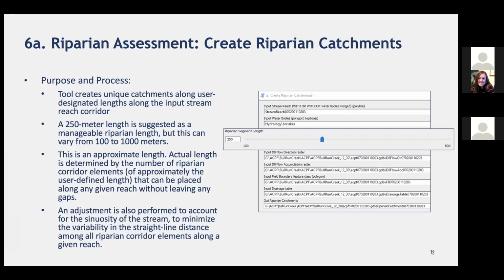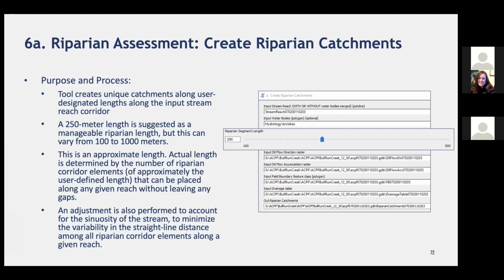So the first step of the riparian assessment is to create riparian catchments. The ACPF tool for this creates unique catchments along user designated lengths along each input stream reach corridor. The only stream reaches that are considered here are our perennial stream reaches. So that's why it's really important in step 2 of the ACPF to make sure that you're identifying those perennial stream reaches, because those are the only reaches that are going to be considered for our riparian buffers.